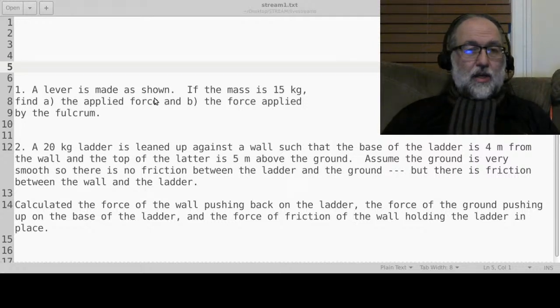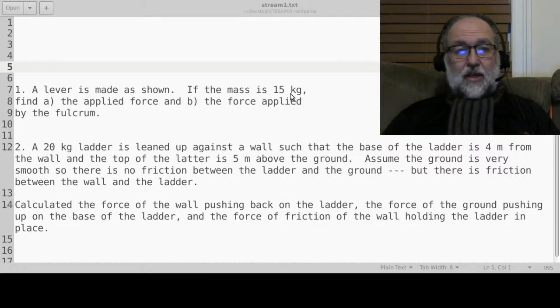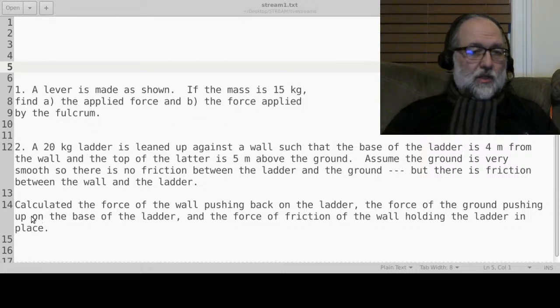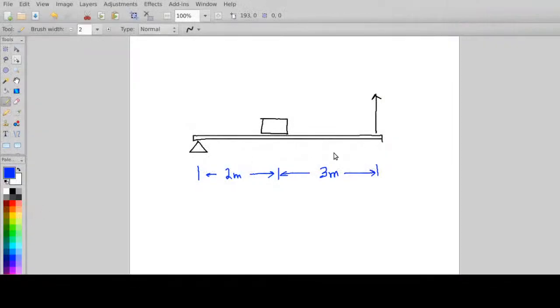I got to switch to the other screen. Its mass is 15 kilograms. Well, you don't see the mass yet. You will in a second. Find the applied force and the force applied by the fulcrum. Okay, so let's switch over to this whiteboard right here.